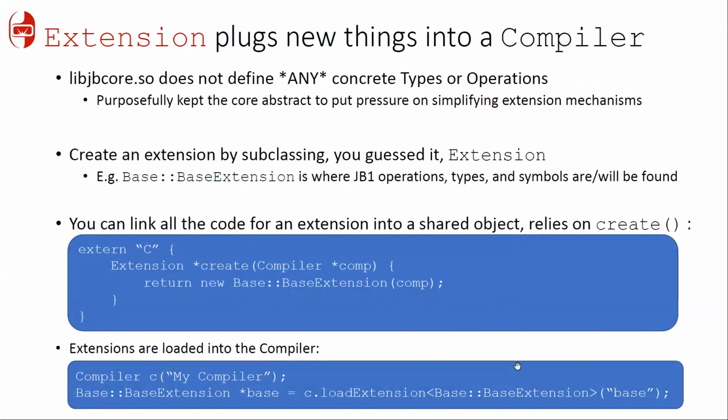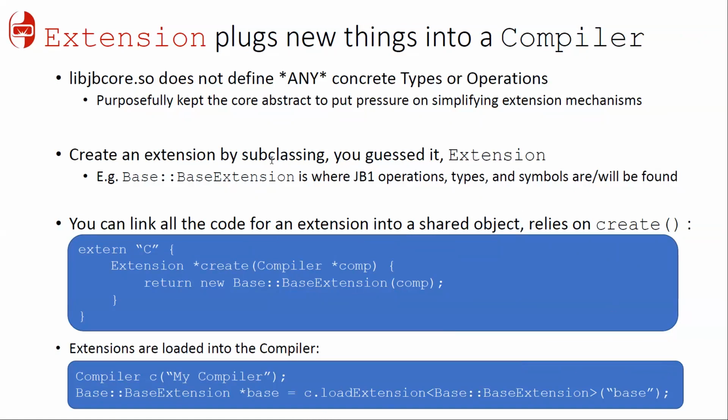If I provided a whole bunch of base types and base operations in libjb core, there wouldn't be as much pressure on making it easy, because it would only be extra stuff outside the project that ends up using those facilities. So I didn't want that to happen. I decided to keep everything very abstract in the core, and everything else, even the support for the traditional types and operations you would use as part of JitBuilder 1, you have to get via an extension. That's where this extension class comes in.